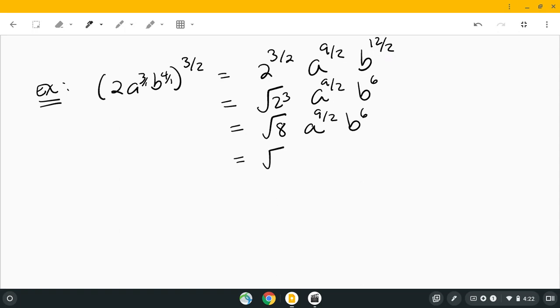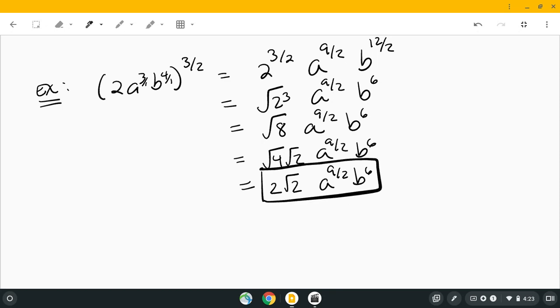You can also break that down and get 2 square root 2, a to the 9/2, b to the 6. Okay?